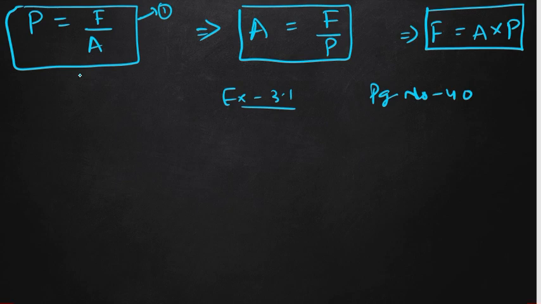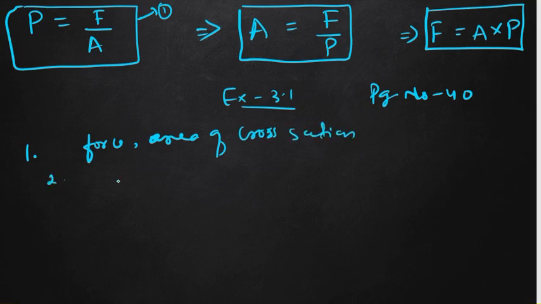Fine. Similarly, question number 2, when a force of 1 dash acts on an area of cross section 1 meter square, the pressure exerted is said to be 1 dash. Obviously we have written the definition of 1 Pascal. So using that definition, we can say that when a force of 1 Newton acts on an area of cross section 1 meter square, then the pressure exerted is said to be 1 Pascal. So for question number 1, the first one will be force, the second one will be area of cross section. Similarly, for the second one, the first will be Newton and the second will be Pascal.